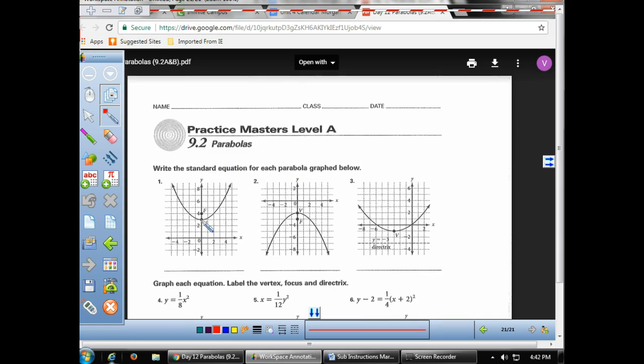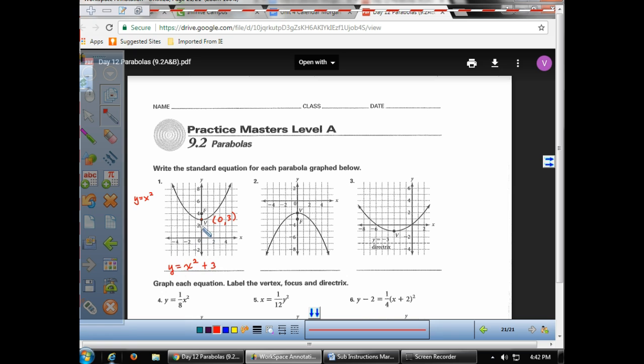So the first thing I need to think about is the fact that this opens up. So this is going to be in the form y equals x squared. But I need my vertex, which is going to be (0, 3). So sometimes it helps to write that out. So it's going to actually be y is equal to x squared plus 3. So it's almost like you have x minus 0 all squared inside here. Okay, so that's how you would do it.